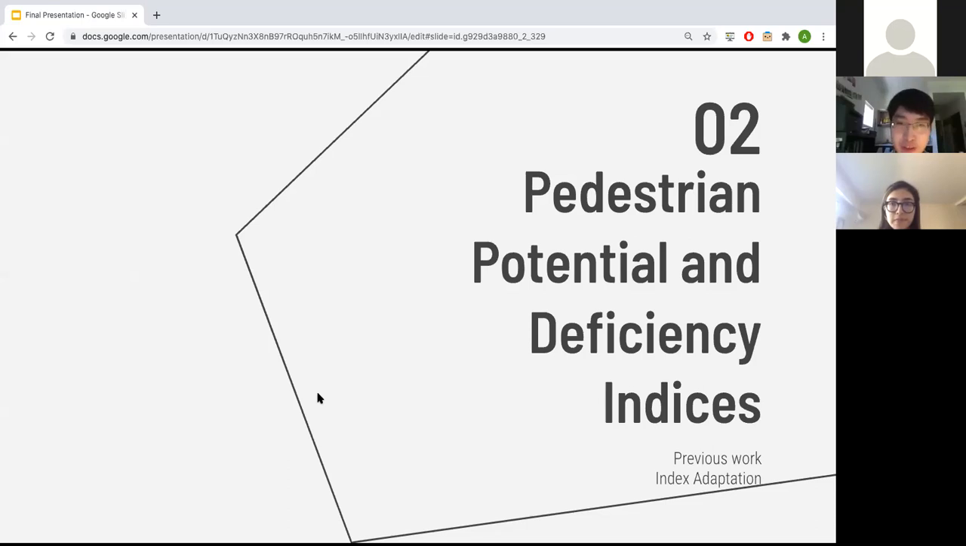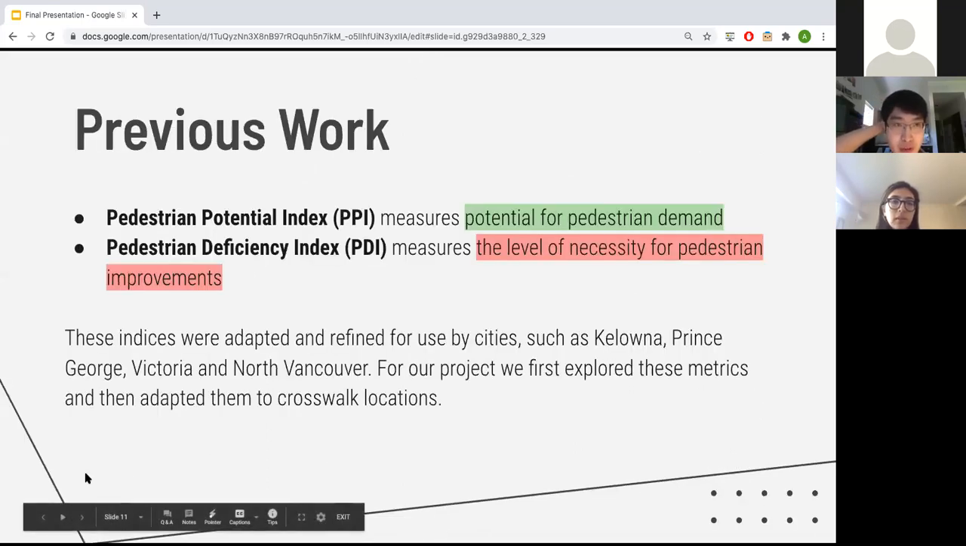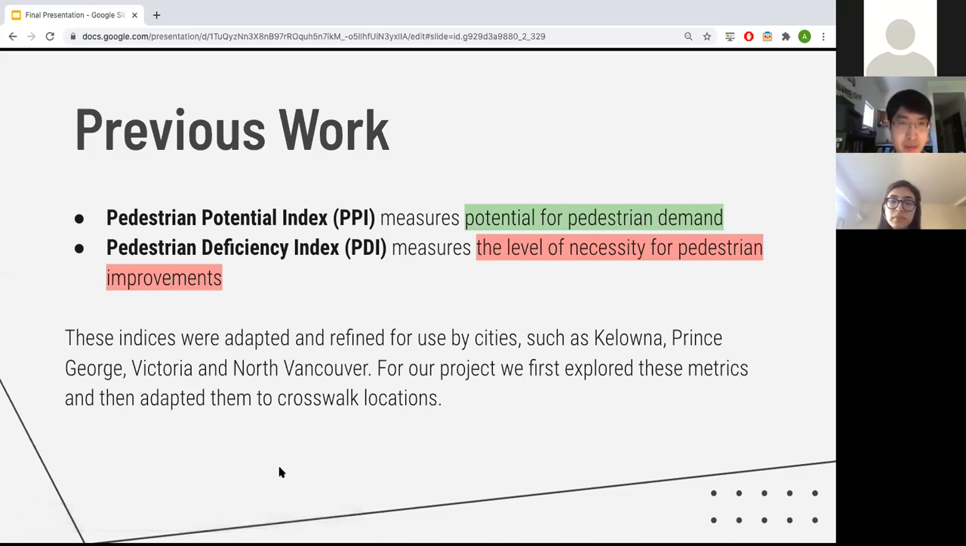Okay, I'll take over from here. So in this section, I would like to talk about what the pedestrian potential and pedestrian deficiency indexes are. I will begin with some previous work in this area, and then the way we adapt these two indices to our case here. These two indices were originally designed to quantify aspects of sidewalks instead of crosswalks. But because sidewalks and crosswalks are not the same, but relate to each other, we decided to use these two indices in our case.